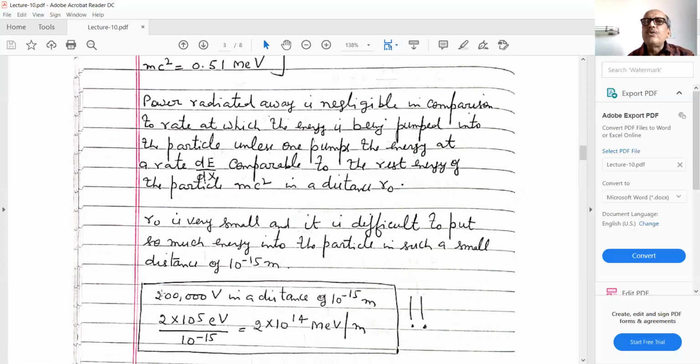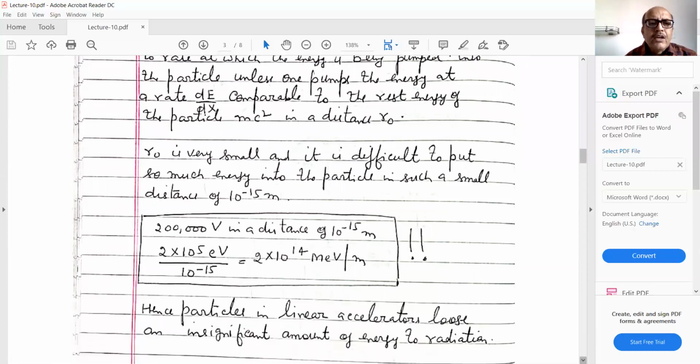You further convert it into the electron volt, it becomes 2 into 10 to the power 5 electron volt divided by 10 to the power of minus 15 gives us 2 into 10 to the power of 14 million electron volt per meter. Don't get confused. 10 to the power 5 upon 10 to the power minus 15 gives us 10 to the power of 20, so 10 to the power of 20 electron volt. If you convert it in million electron volt, it's 2 into 10 to the power 14. So you can see, putting this much of voltage in such a short distance is always impossible.